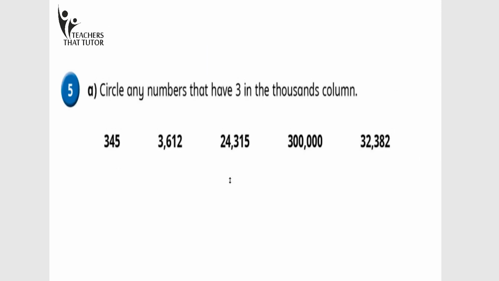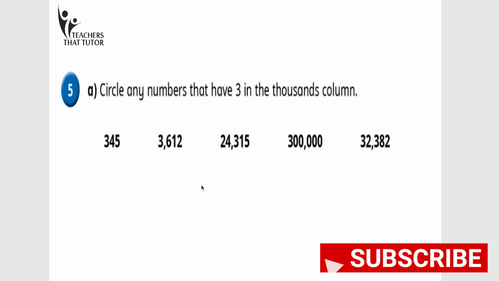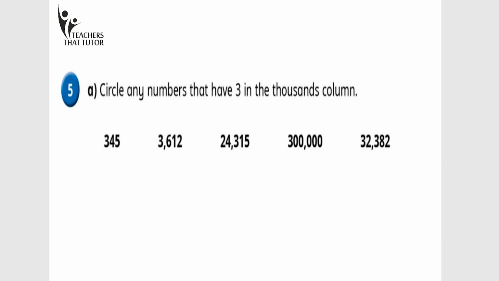A different variation of question that you can get is something like this. Circle any numbers that have 3 in the thousands column. So this time we haven't got the place value chart to help us, so we have to remember where these digits are within the columns. So we know that that's ones, tens, hundreds, tens of thousands, and we've got thousands. This one's got hundreds of thousands. This one's got tens of thousands. This one's got thousands. This one's got hundreds. But it says circle any numbers that have a 3 in the thousands column.